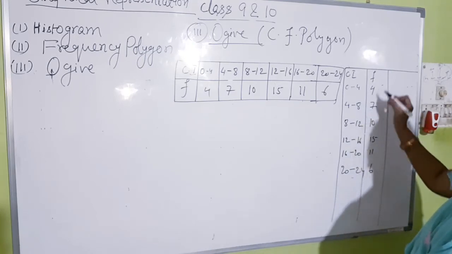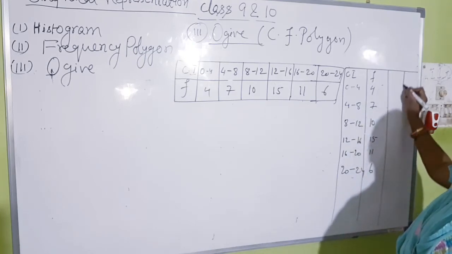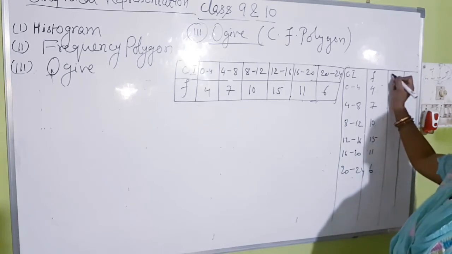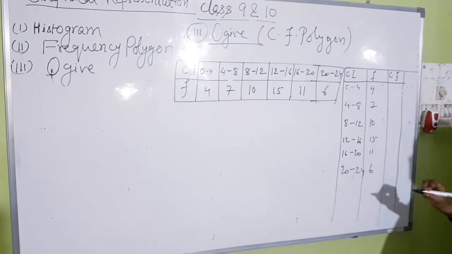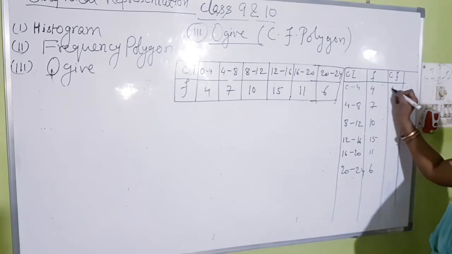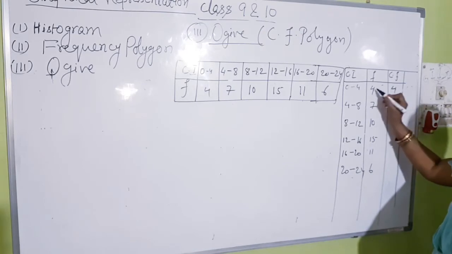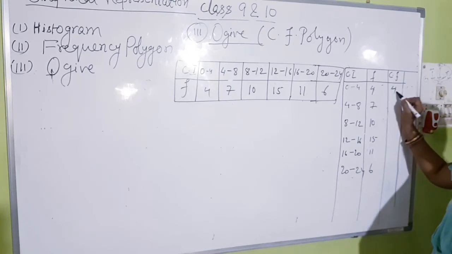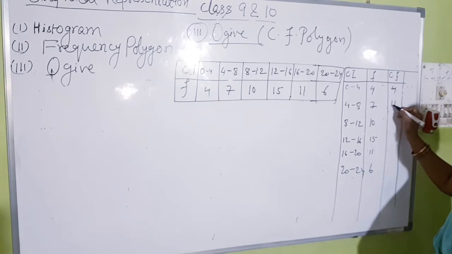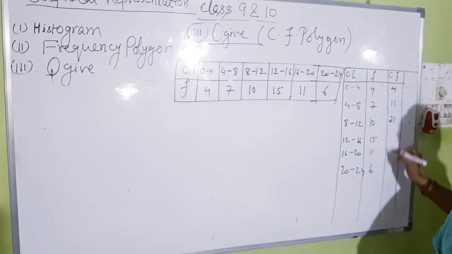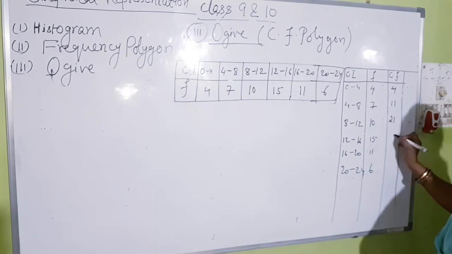And in the next column, find out the cumulative frequency. Cumulative frequency means we calculate like this. 4 is there, the same number that is first at the top, we will take. Then 4 is added to 7: 7 plus 4 is 11. Then 11 plus 10 is 21. Now 21 plus 15 is 36.